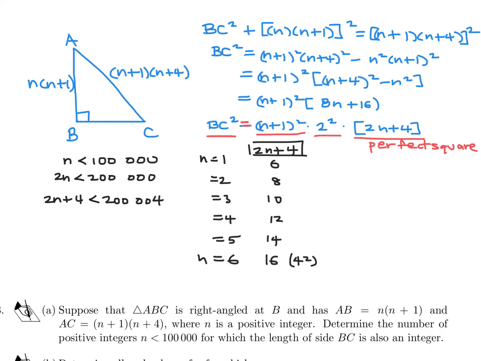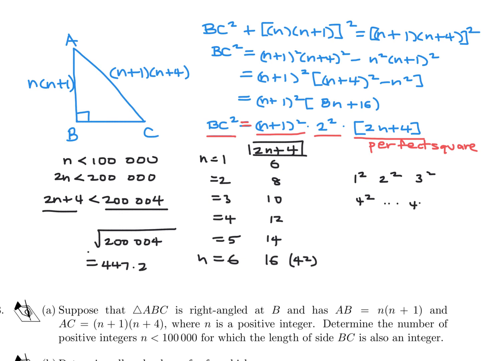All the perfect squares, if we were to write them, would be 1 squared, 2 squared, 3 squared, 4 squared, all the way to something. That something obviously has to be less than this. Since 2n plus 4 has to be less than 200,004, that something has to be less than the square root of that, which is approximately 447.2. So we're going to go all the way to 447 squared.